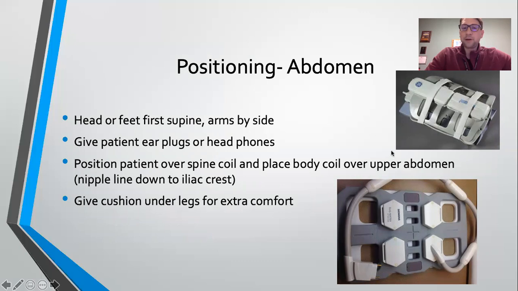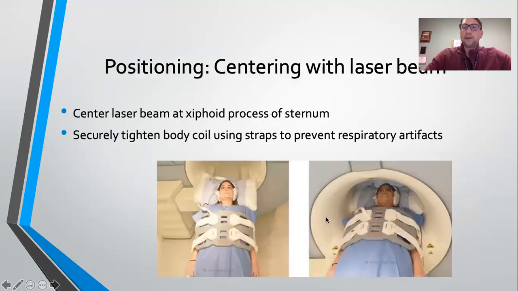Positioning, the abdomen coil: the top of the coil is going to be from their armpits, or you could say the nipple line, down to the iliac crest. Put some cushions under the legs for extra comfort. Centering, the isocenter laser beam is typically going to be at the xiphoid process of the sternum, or just mid-coil. So wherever you set up the top of the coil at the armpits and then down to the iliac crest, just go mid-coil with your isocenter.